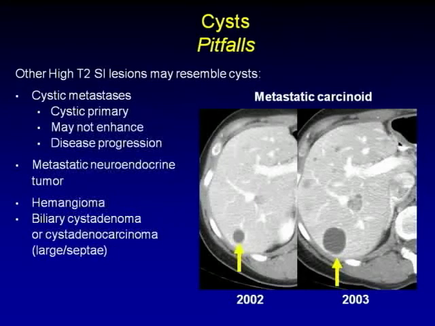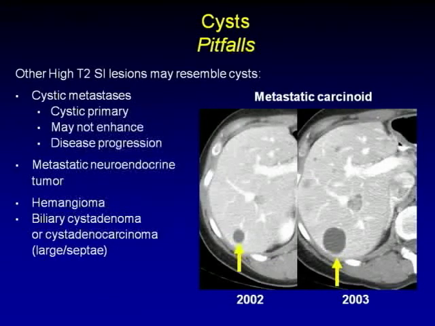Hemangiomas, if you only relied on the signal characteristics without contrast, particularly on MRI, hemangiomas can be confused for cysts. Since they're both benign, this is not really much of a concern, but you might just look silly making the diagnosis. Biliary cystadenoma, remember, if you see a very, very large cyst in the liver, particularly if it's solitary, you should think of a biliary cystadenoma or a biliary cystadenocarcinoma.